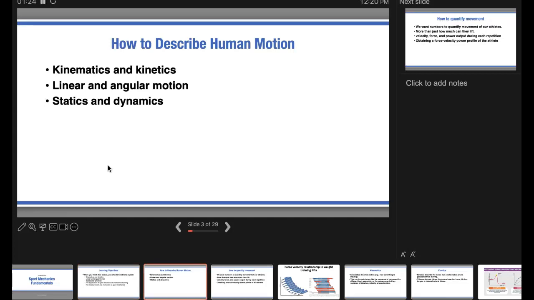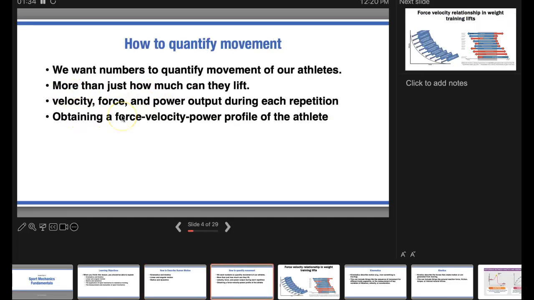So the 6 main ways you're going to describe human motion is kinematics and kinetics. So those are the forces on the body and the body produces. Linear and angular motion, then statics and dynamics. So how to quantify movement. That's the fun stuff of biomechanics is we actually try to put numbers on things.